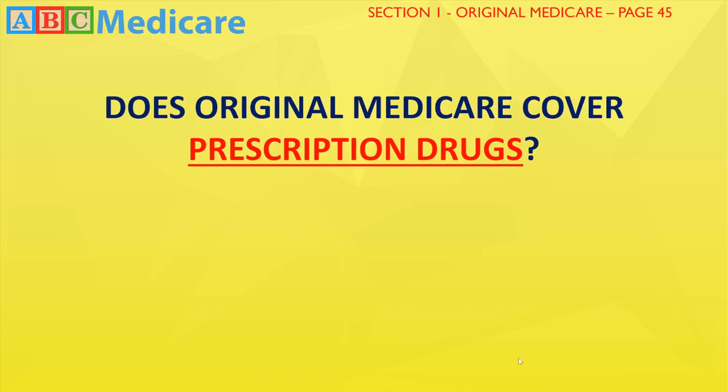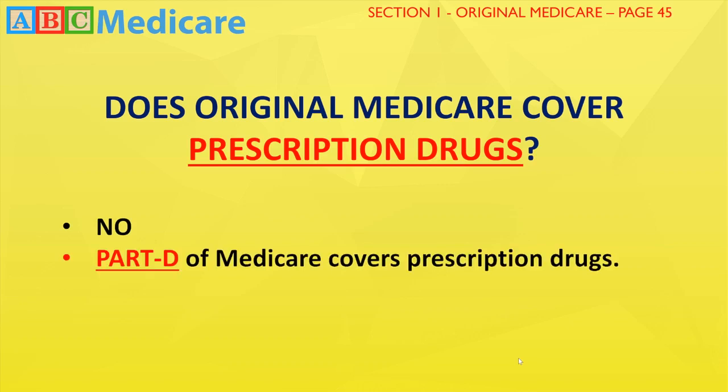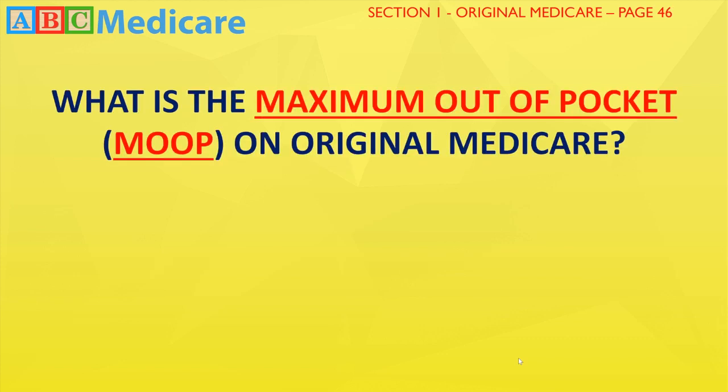Does original Medicare cover prescription drugs? The answer for the test is no. Part D of Medicare covers prescription drugs. Now, one of the things that you need to know, this is not on the test, but some drugs are actually covered under Part B of Medicare, and those are medicines that are usually given at a doctor's office or in a hospital, injections and things like that. But generally speaking, Medicare does not cover prescription drugs. They're only covered under Part D of Medicare.